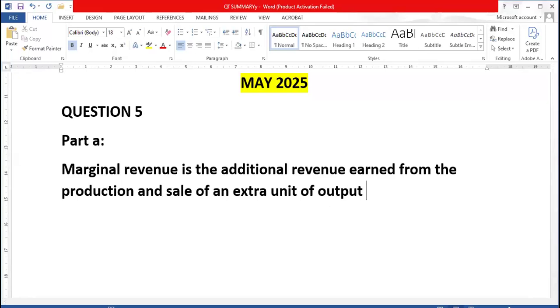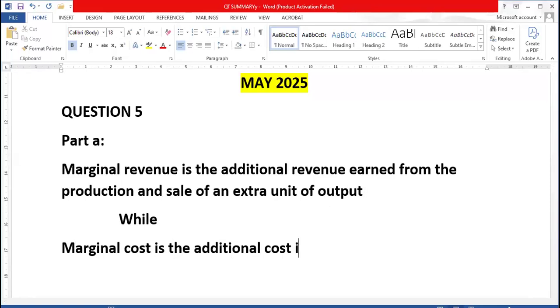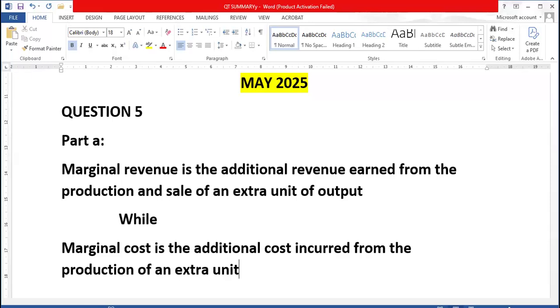Then when it comes to marginal cost, it is the additional cost incurred from the production of an extra or additional unit of output. You have your 4 marks. You're done. 4 marks.